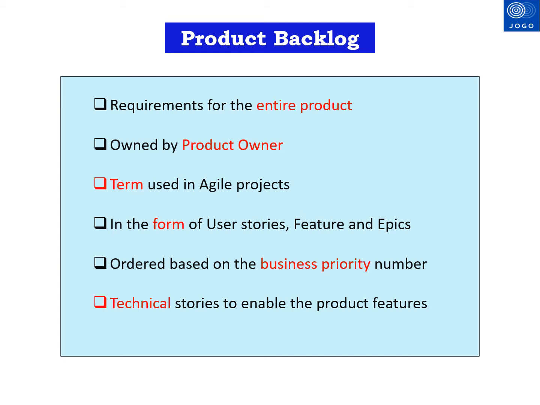Requirements will be captured in the product backlog in the form of user stories, features, and epics. If you want to know about what are epics, features, and user stories, please watch the video available in this channel. Product backlog will be ordered based on the business priority. Technical stories that are needed to enable the product feature also will be part of the product backlog.